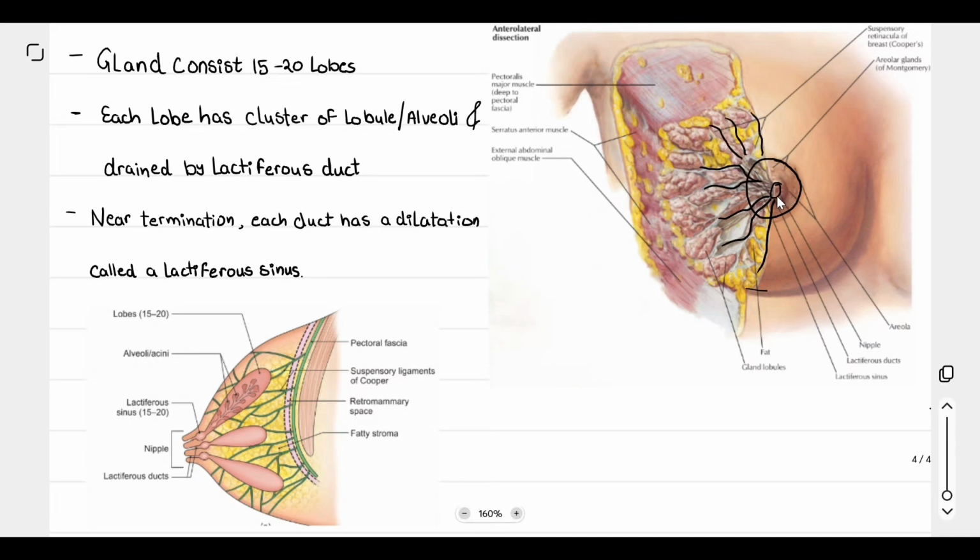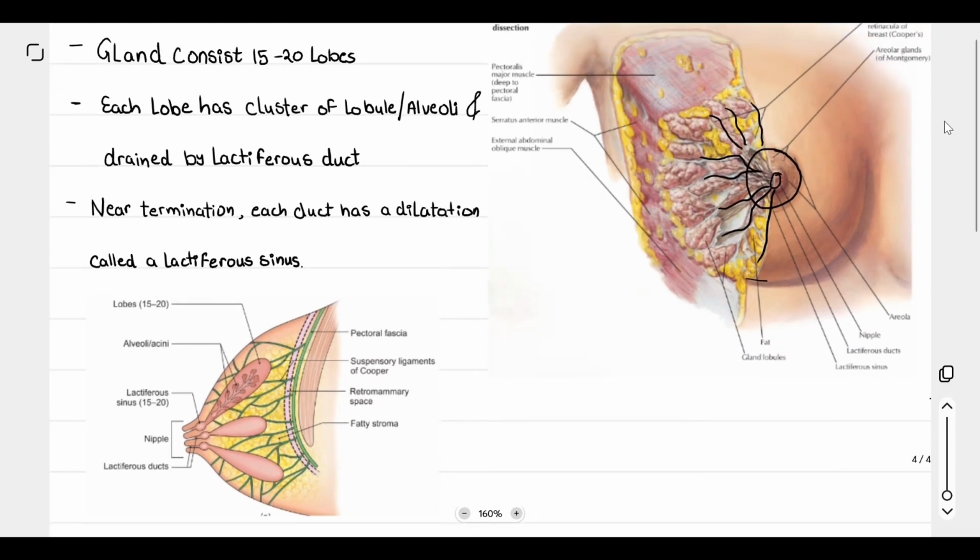So the nipple is pierced by 15 to 20 lactiferous ducts, and the nipple is rich in nerve supply, therefore it is very sensitive to touch and stimuli. And in pregnancy and lactation, the areolar glands proliferate or become enlarged to form tubercles of Montgomery. These are tubercles of Montgomery, these small and enlarged glands.